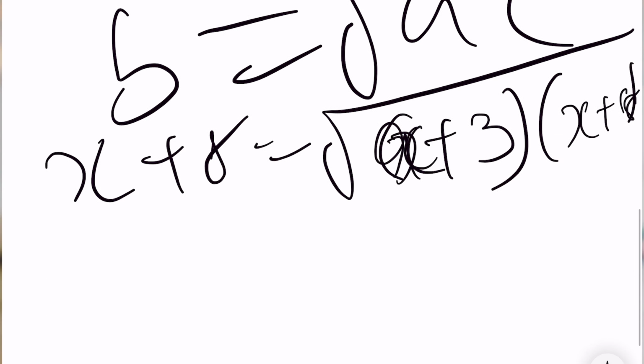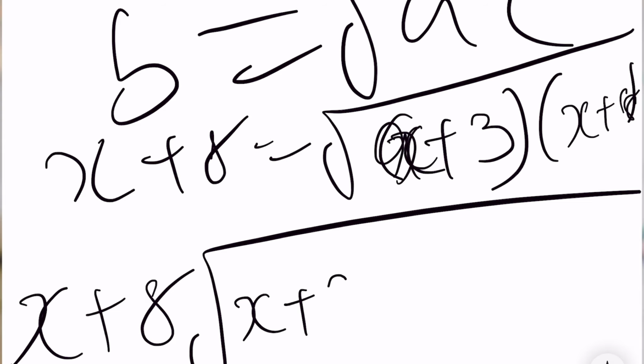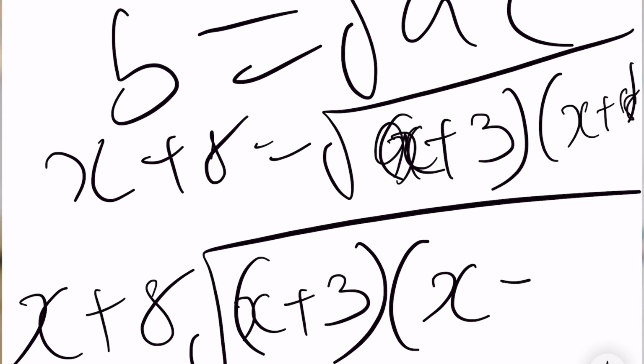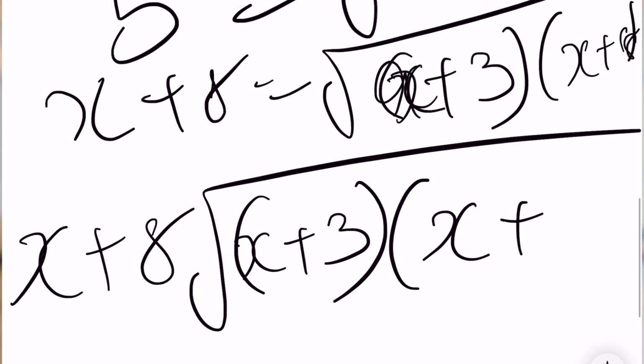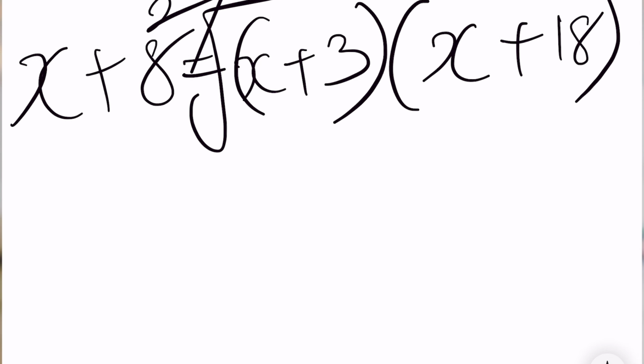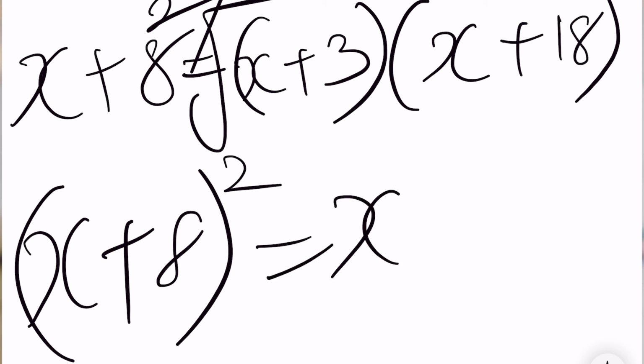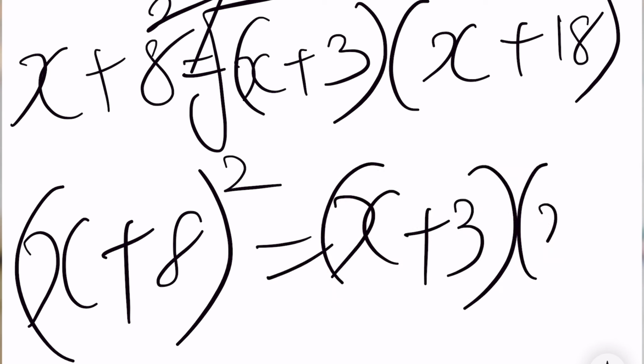So we have x plus 8 to be root of x plus 3 times x plus 18. Now, we can square both sides to remove the square root. So we have x plus 8 all squared equals x plus 3 times x plus 18.